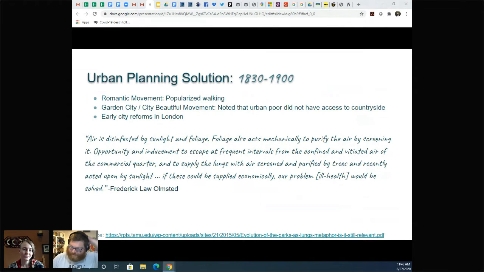One of the earliest cities to do reforms along these lines was actually London, where they built sidewalks so that people didn't need to walk ankle deep in filth on the streets.